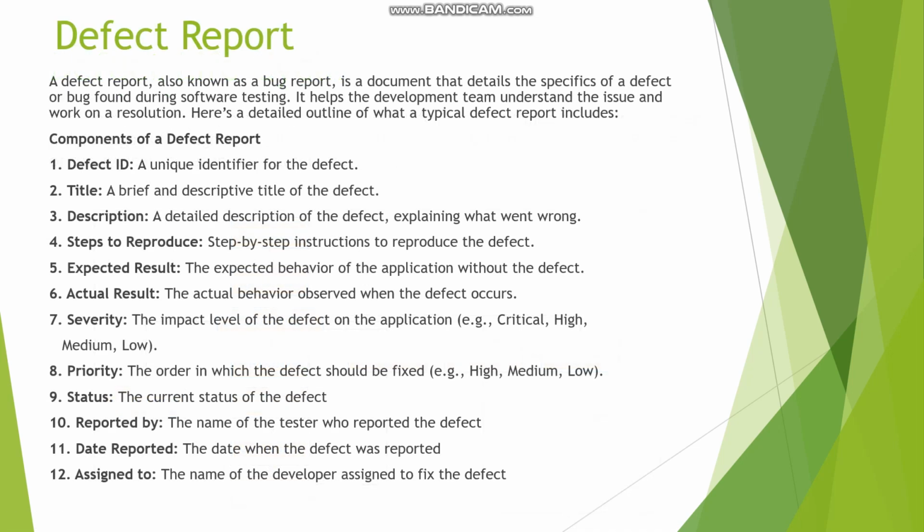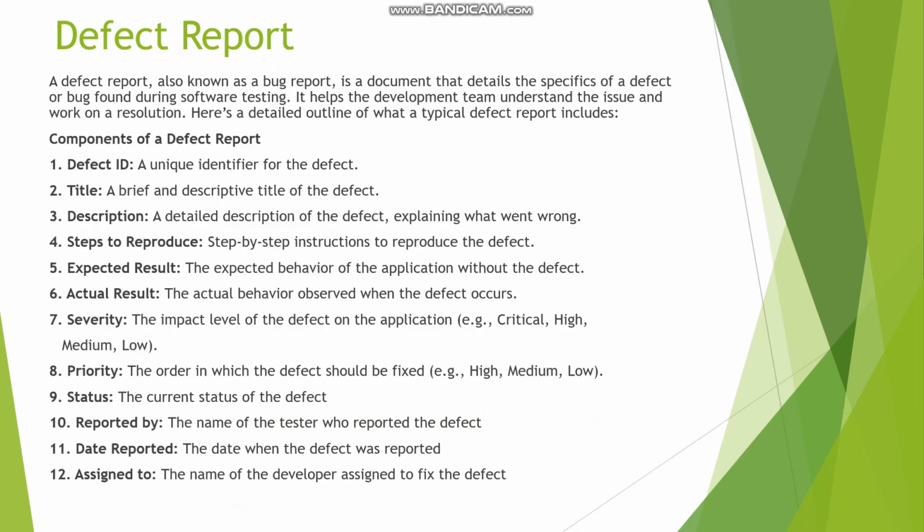Now defect report. A defect report, also known as a bug report, is a document that details the specifics of a defect or bug found during software testing. It helps the development team understand the issue and work on a resolution. Here's a detailed outline. Components of a defect report: defect ID, a unique identifier for the defect. Title, a brief and descriptive title of the defect. Description, a detailed description of the defect. Steps to reproduce, step-by-step instructions to reproduce the defect.